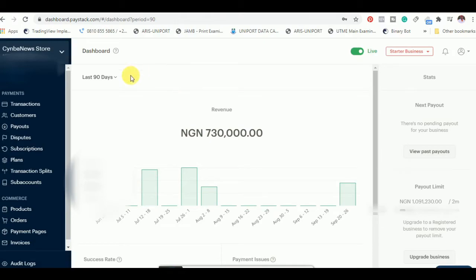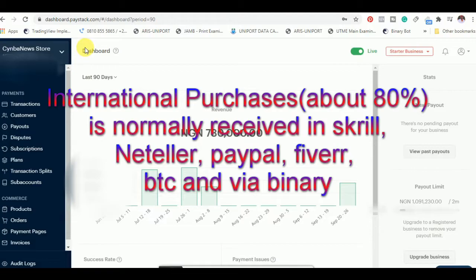You can see for the past 90 days, I've received purchases of about 730,000 naira. If you are calculating in dollars, according to the exchange rate now, 730,000 naira is about 1,622 dollars. That is for the past 90 days from my website alone.